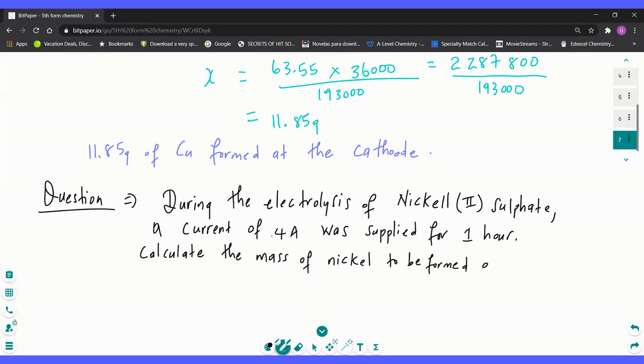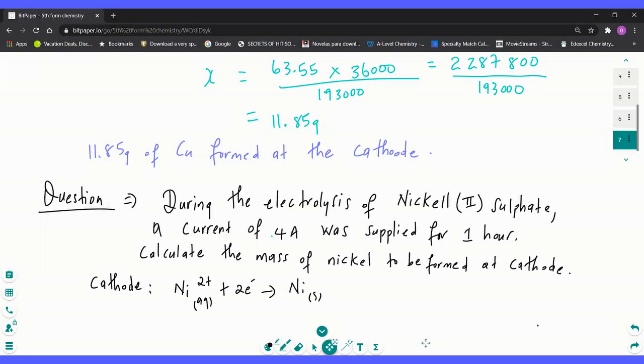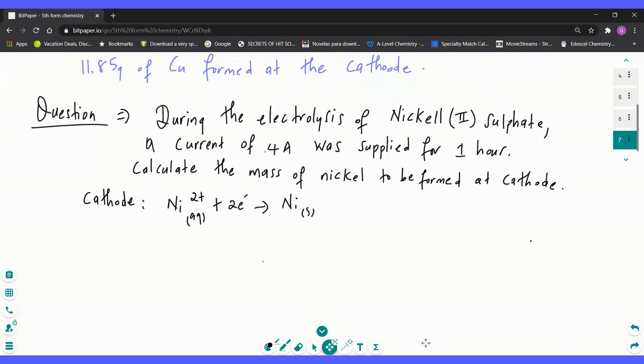at cathode. And I'm going to be kind and give you the equation for what you expect to get at the cathode. So at the cathode, nickel 2 plus ions are going to gain 2 electrons to become nickel solid. I'm going to give you 10 minutes to work this out, to see what mass of nickel I would form if I supplied a cell 4 amps for 1 hour. Work it out, tell me what mass of nickel I would form. You have 10 minutes to send this to me.